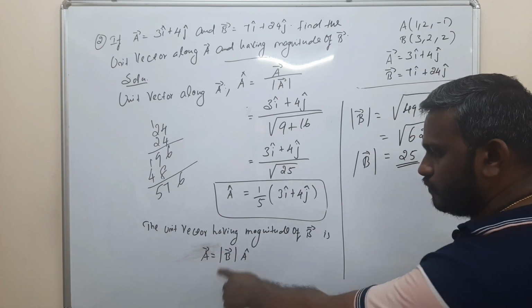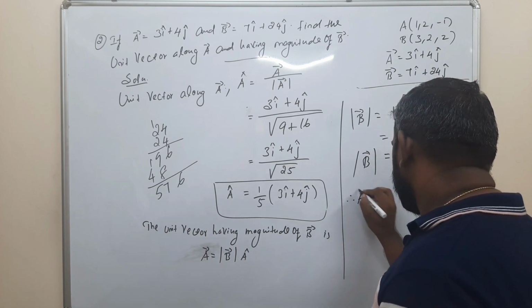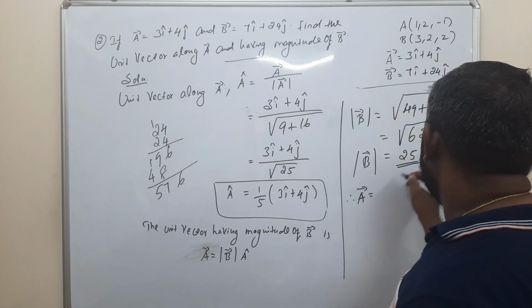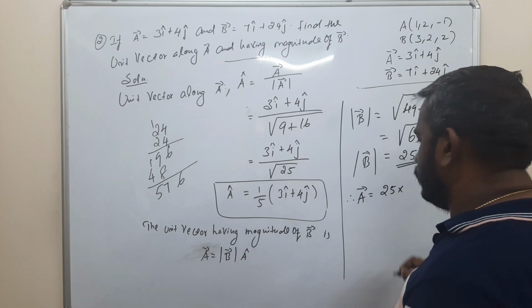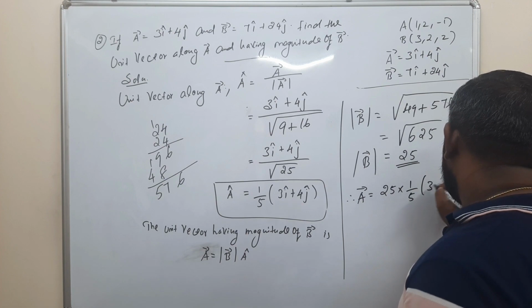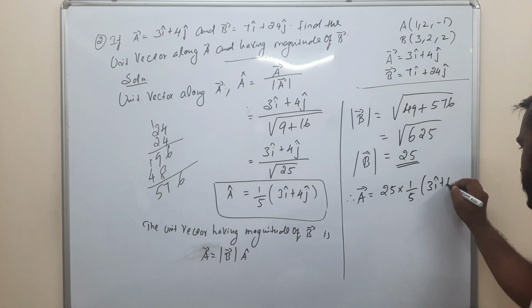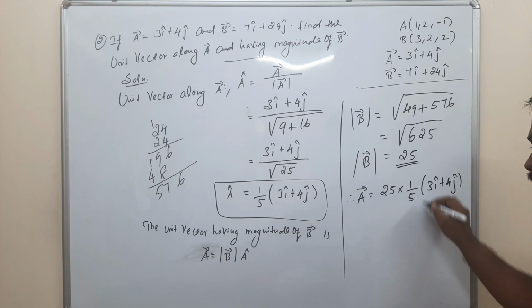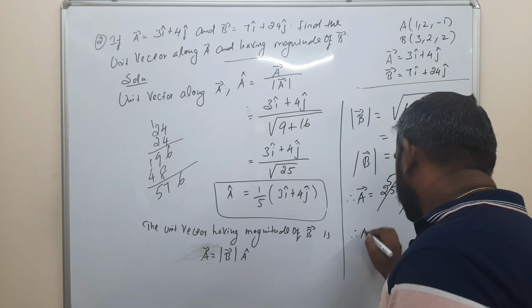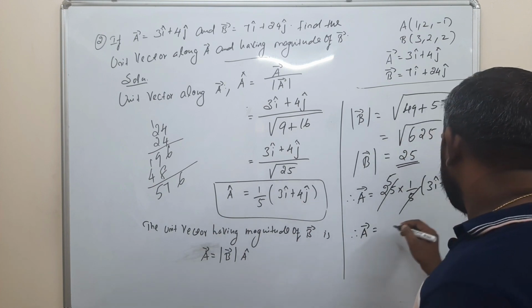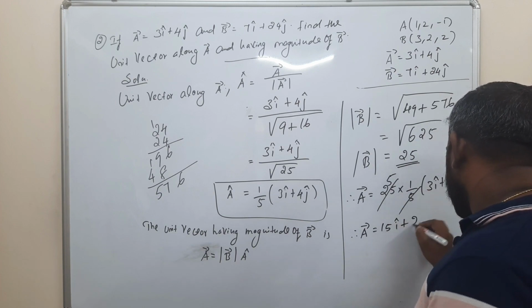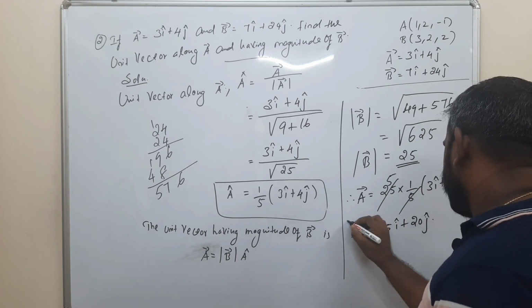Mod B vector, so A vector is equal to mod B vector, that is 25, into A cap, which is 1 by 5 into 3I cap plus 4J cap. So 5 times, therefore A vector is equal to 5 3s are 15, 15 I cap plus 5 4s are 20, 20 J cap. That is the answer.